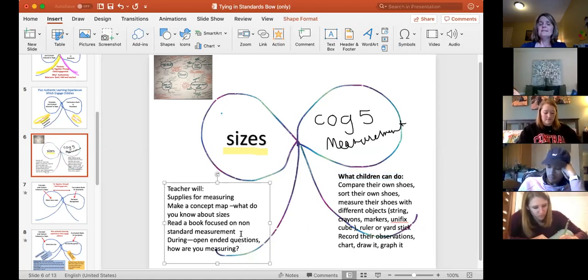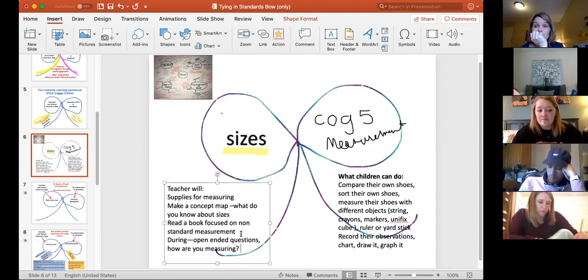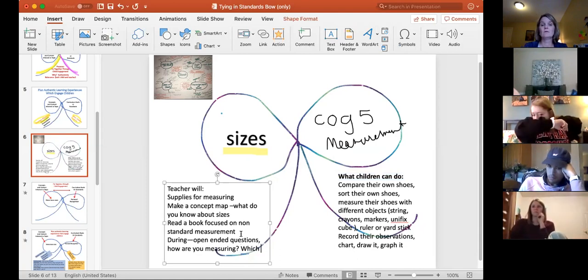So if you're wanting them to know sizes, what might you ask? Size is about length, right? This is what we're focusing on, length and width of shoes. Small, medium, large. So you might ask, which ones are the small shoes? So they could group by sizes. They can, and they will do that when you ask the right questions.